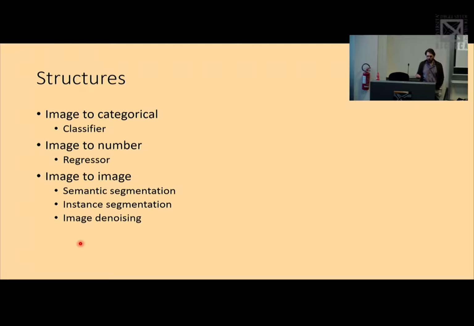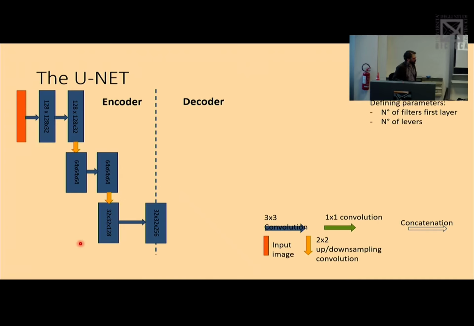But you can actually do anything. You can do semantic segmentation, so label all the regions. Instance segmentation recognizes something that you want to see whether it's present, or even image denoising, or we will see that later, even other things.